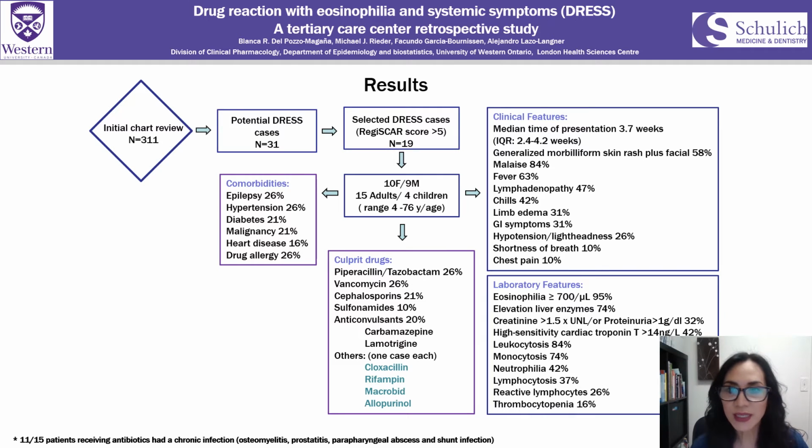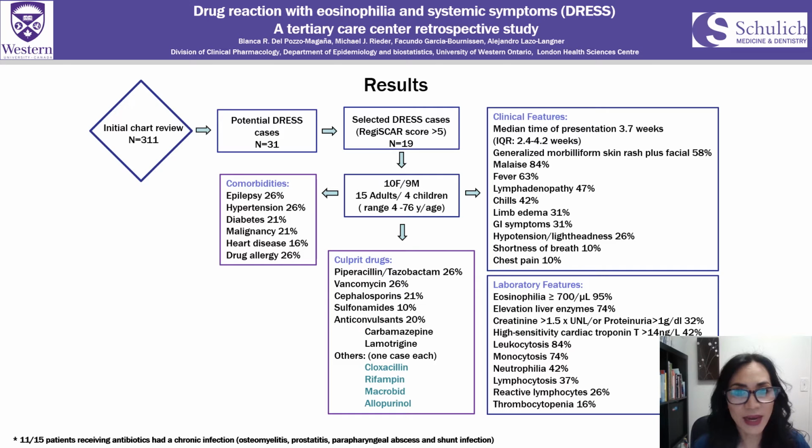Regarding clinical features, the skin rash usually presented a couple of days before the hospital admission, with a median time of presentation of 3.7 weeks after the drug exposure. The phenotype described in more than half of these patients was a generalized skin rash and facial edema, and fever and malaise were also very common. In addition, mild to moderate elevation of liver enzymes was present in most of our patients, but only 4 had severe liver injury, while renal involvement was present in only a few patients.